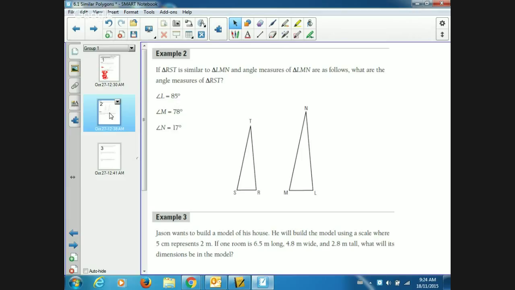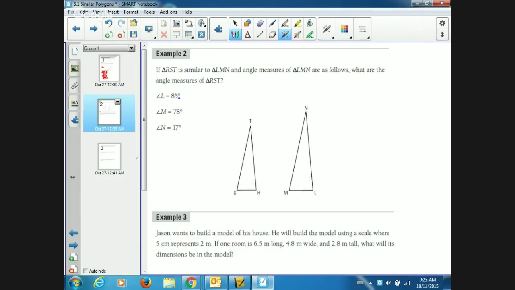Example 2. We have 2 triangles. They're similar. That means their angles are the same. We don't know that, but this is not 80, this is 85. It's not a right angle. It almost looked like it at first glance, but it wasn't. Anyways. Angle L is 85. That's what those corners are like.